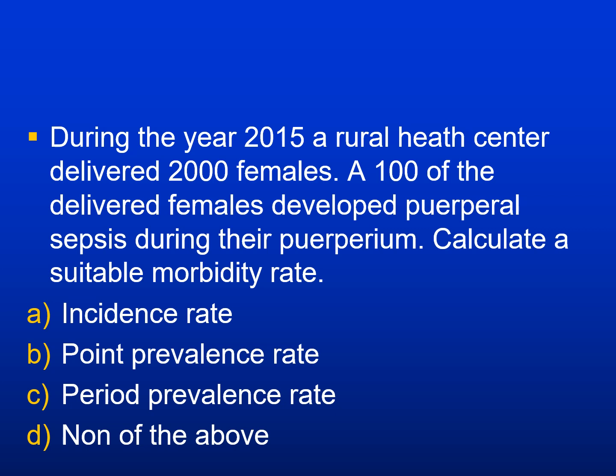During the year 2015, a rural health center delivered 2,000 females. 100 of the delivered females developed puerperal sepsis during their puerperium. Calculate a suitable morbidity rate: incidence rate, point prevalence rate, period prevalence rate, none of the above. The answer is none of the above, because it is puerperal sepsis, and for puerperal sepsis we do not calculate the incidence rate, we calculate the attack rate.